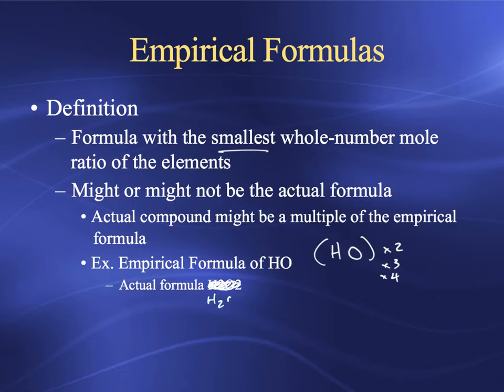But the empirical formula of it is the simplest ratio. Well, this is 2 to 2, but the simplest version of that is 1 to 1. So that's why the empirical formula for hydrogen peroxide would look like this, even though the actual formula is double that. So you would be multiplying it times 2. But I'm going to show you how to find the empirical formula of a compound based on its percentages, its percent compositions.